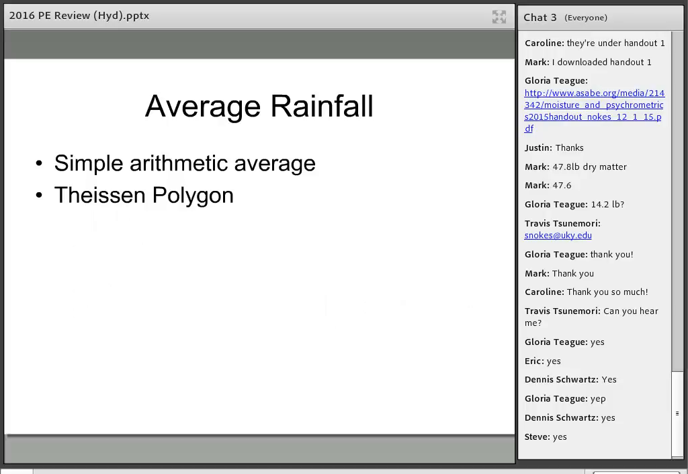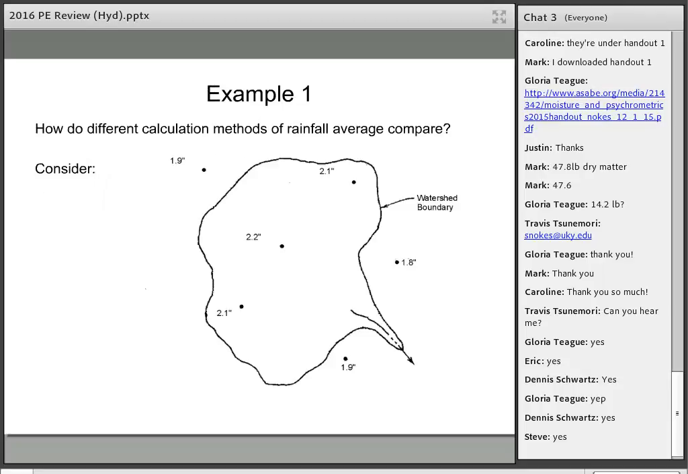So let's talk about average rainfall first, because if you think about it, if you've got a watershed and you want to size something at the watershed outlet that's going to have to handle whatever the rainfall is going to throw at it, you kind of need to know what an average is over a specific area. So let me show you an example of what I'm talking about.